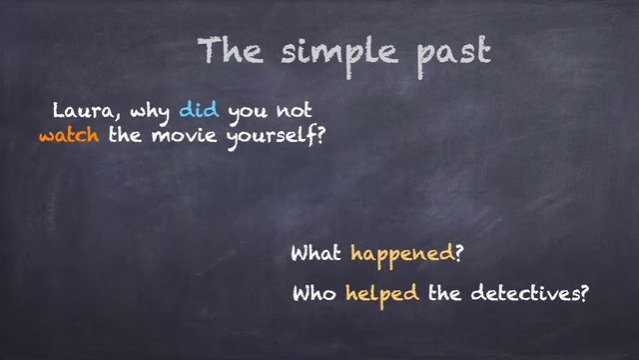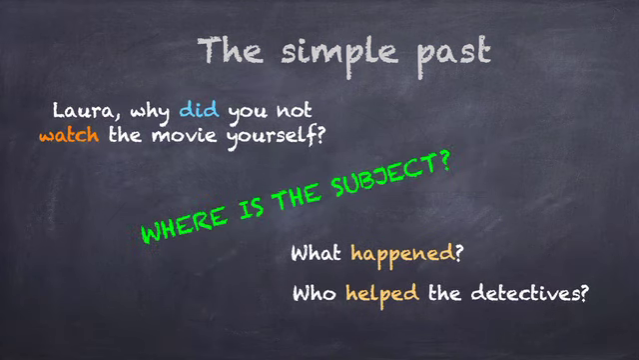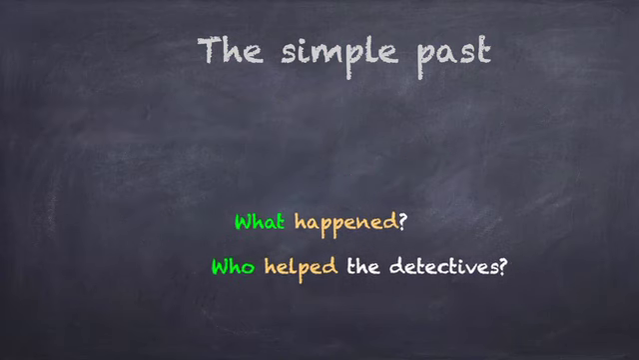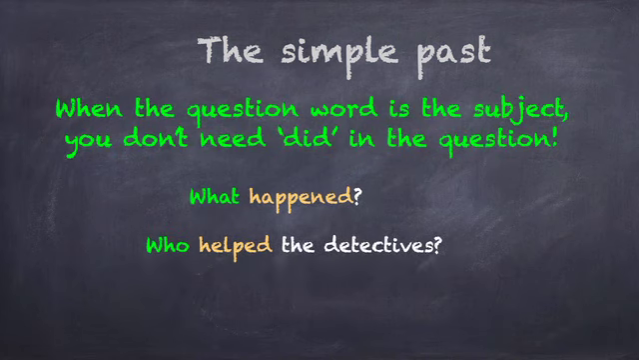You have to look at the subject of the sentence. Where is it? In Tom's question, the subject is you. In Laura's questions, the subjects are what and who. And you know, when the question word is the subject of the sentence, you don't need did in the question.